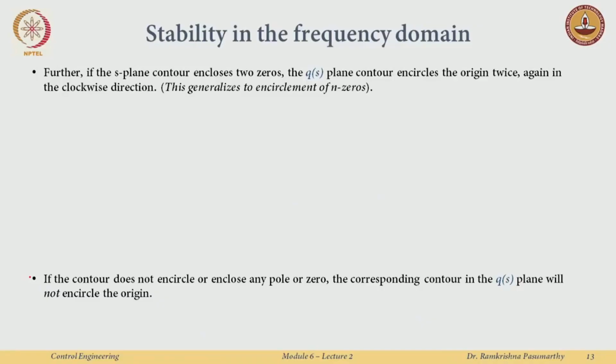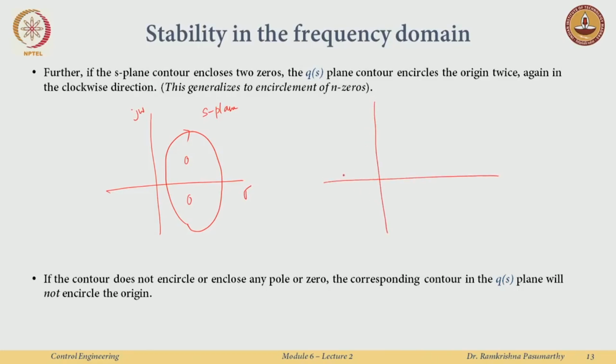Okay, so what happens when my contour encloses 2 zeros? Let me just draw this. Say there is a 0 here, there is a 0 here, and I just go around this. So this is my S plane, with sigma and j omega. What will happen here is that I will encircle the origin twice, once like this and once like this, maybe something like this. Again, the shape is not really important. What we are interested in is the encirclements of the origin.